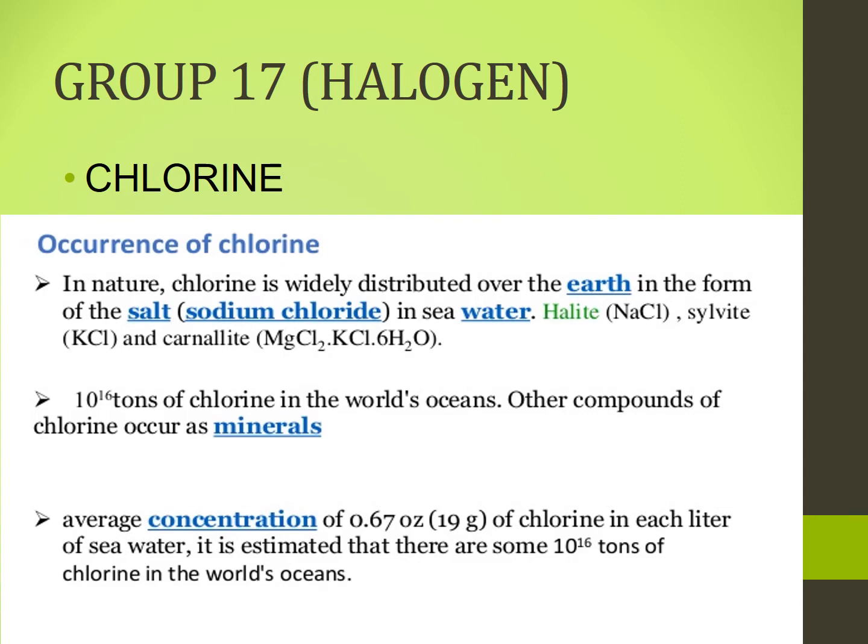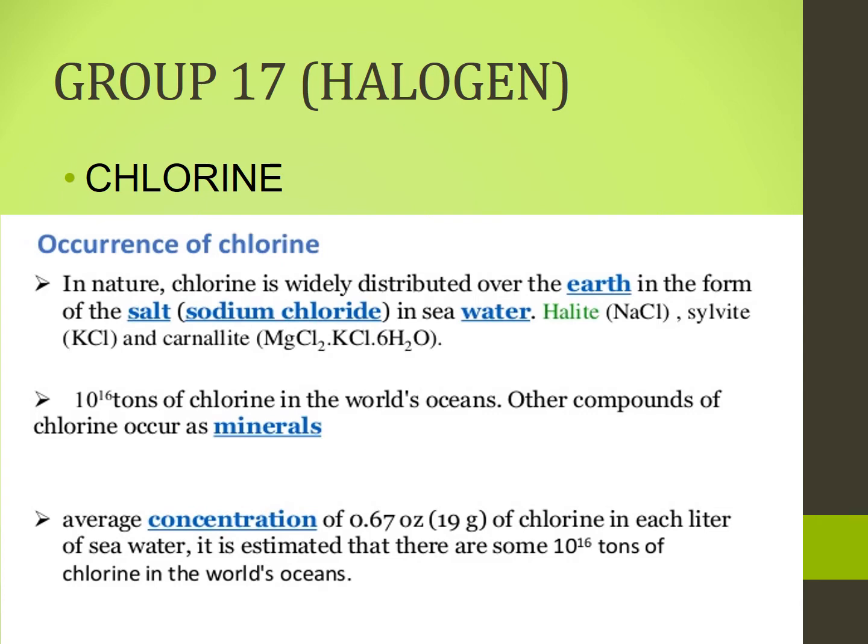Sylvite, that is potassium chloride, and carnallite, that is MgCl2.KCl.6H2O, these are the ores. Other compounds of chlorine occur as minerals. 10 power 6 tons of chlorine are in the ocean, so a large amount of chlorine is obtained from the ocean.